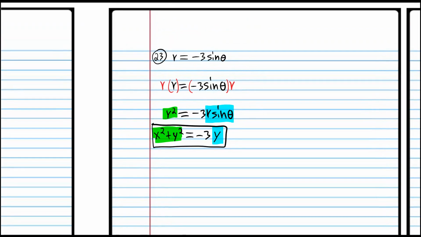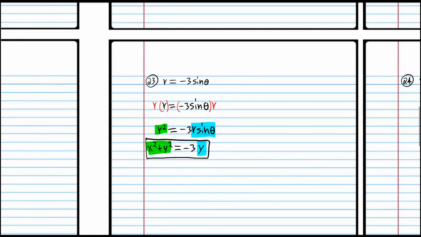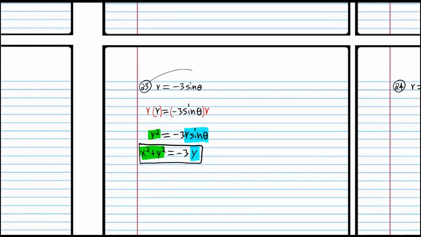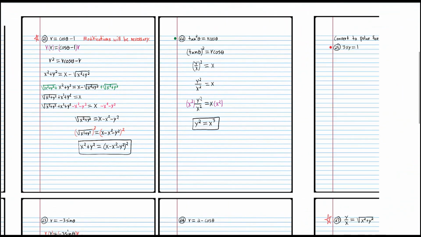Now, if you wanted to, you could complete the square, and you would find that this is actually going to be a conic. But we don't need to do that. We're just converting from polar form to rectangular form. So again, polar form is when you have thetas and r's as your variables. When you have x's and y's, that's rectangular form.